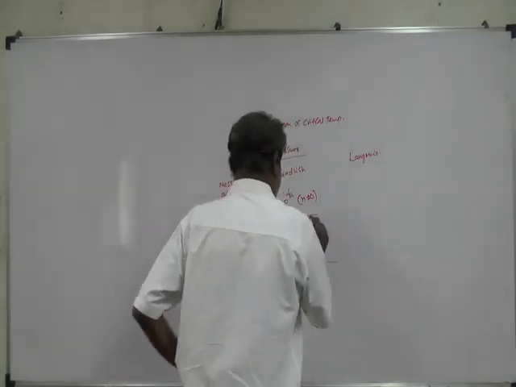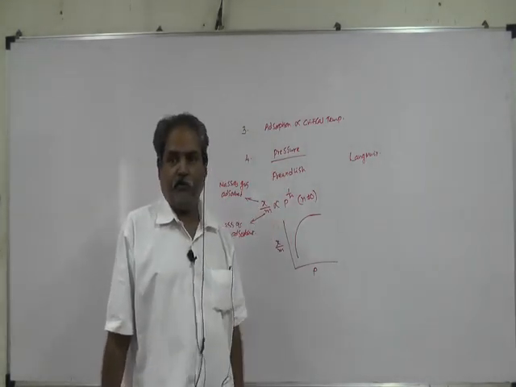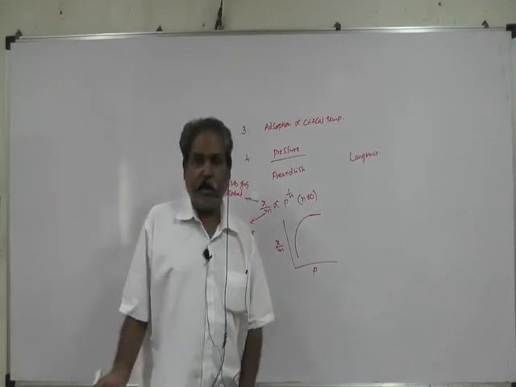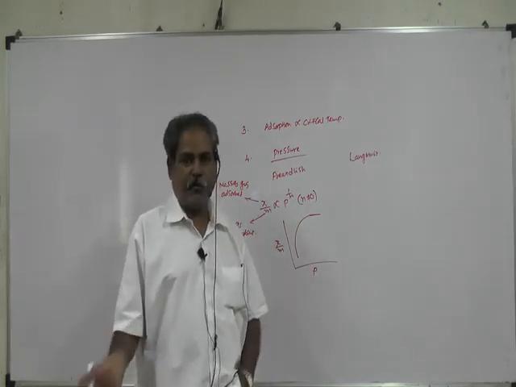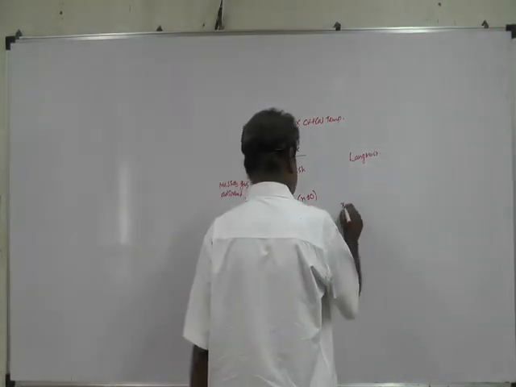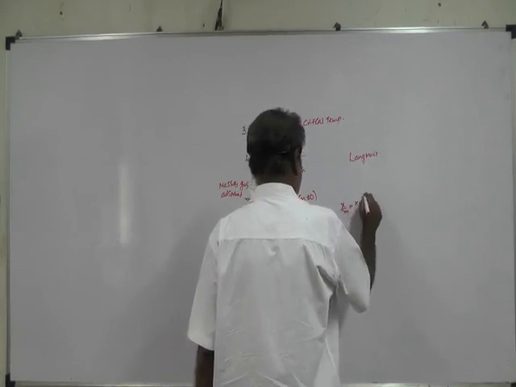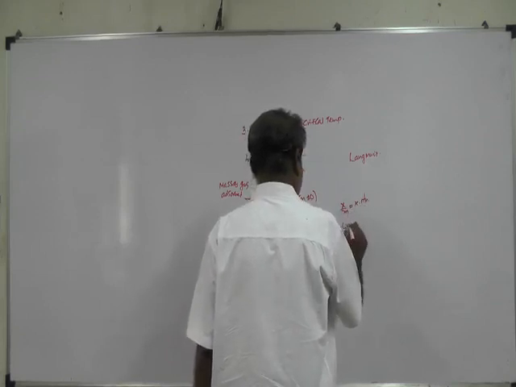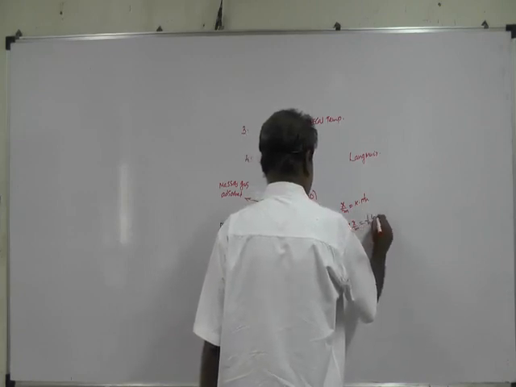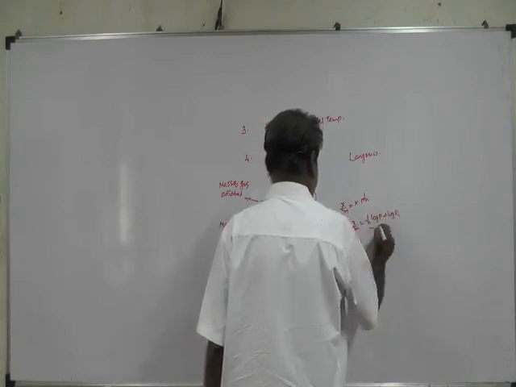So, beyond a point, pressure has no effect. एक हद के ऊपर जितना भी प्रेशर डालो कुछ नहीं होगा. Both physical and chemical adsorption are directly proportional to pressure. Both. So X by M is equal to K into P power 1 by N. Log X by M is equal to 1 by N log P plus log K. Y is equal to mx plus c.